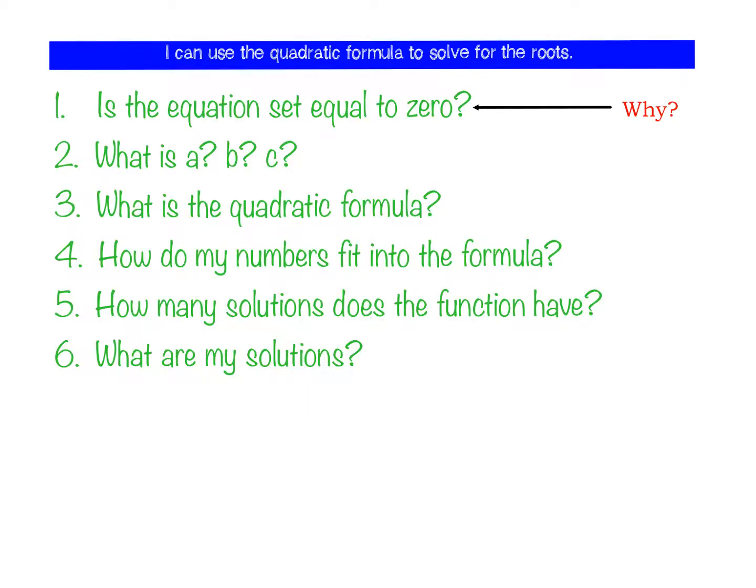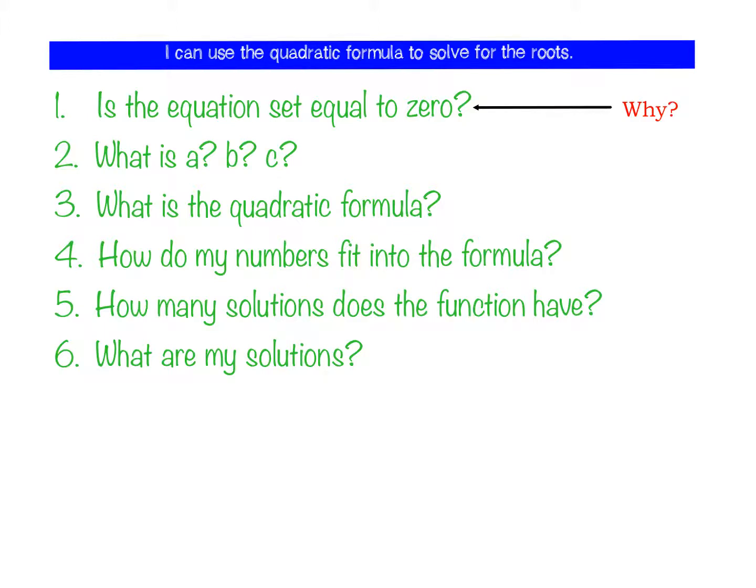So these are the guiding questions that I use as I'm solving using the quadratic formula. So the first question I ask myself is, is the equation set equal to 0? Why do we always want it set equal to 0? We want it set equal to 0 because we're looking for the x-intercepts. And at the x-intercept, y is 0 at that location. So my second question, what is a, b, and c? So I'm identifying the coefficient of the quadratic term, the linear term, and the constant.